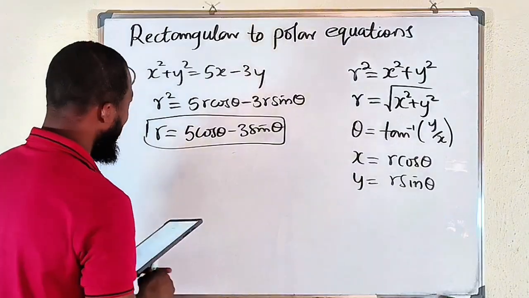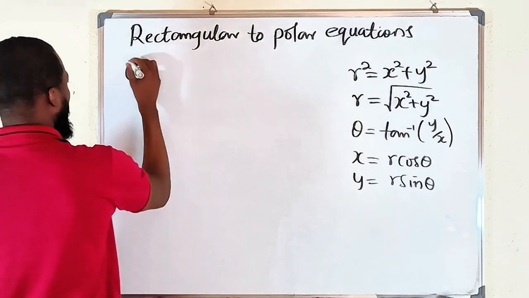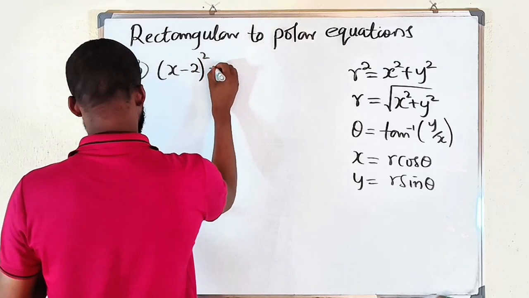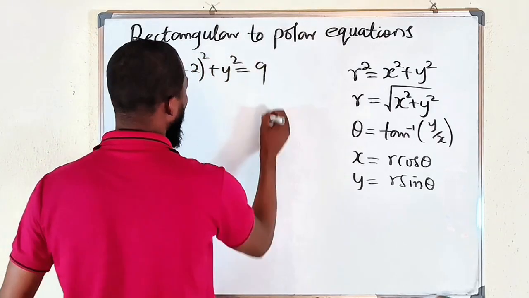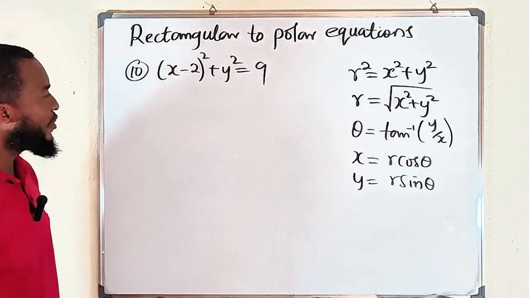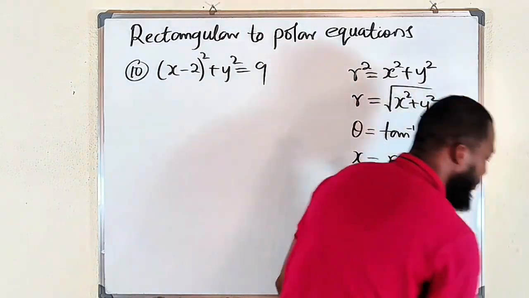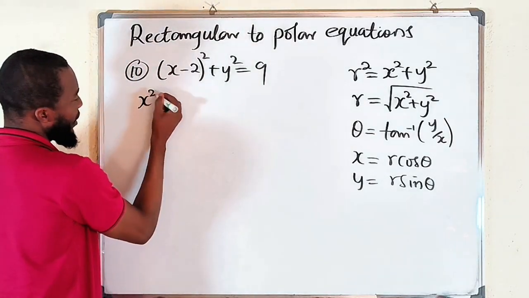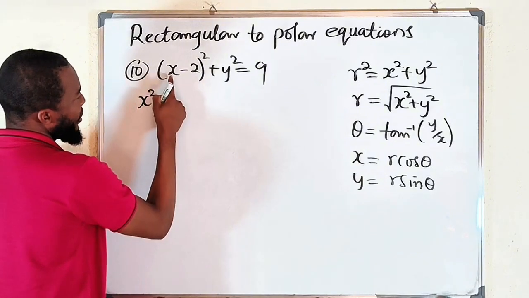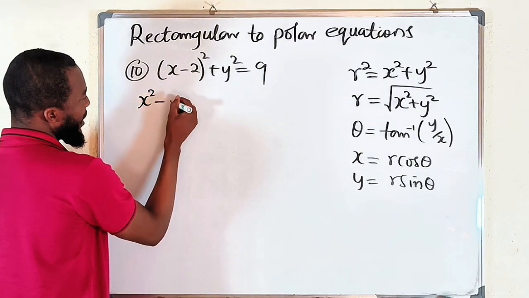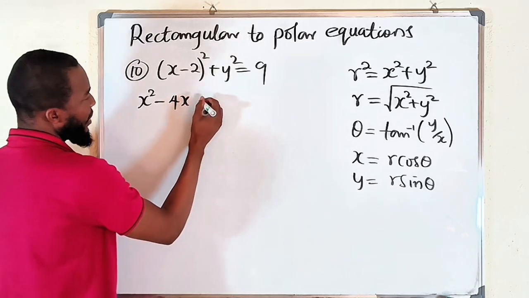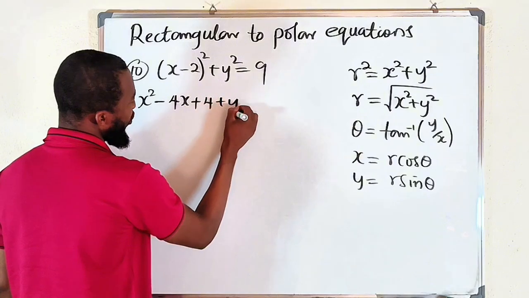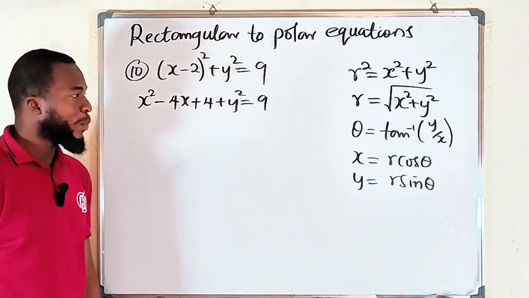Then the last equation here, we are given that x minus 2 whole squared plus y squared is equal to 9. We would like to convert this into a polar equation. First of all, I would like to expand this. First term squared will give us x squared. Then 2 times this will give us negative 4x. Then this squared is 4. Then we have y squared equal to 9.